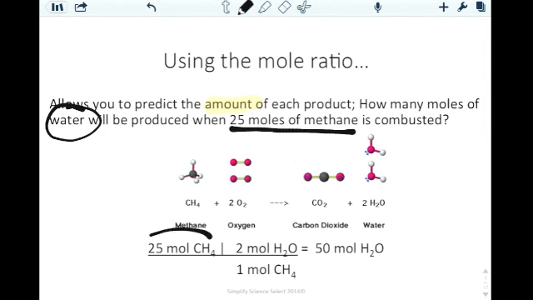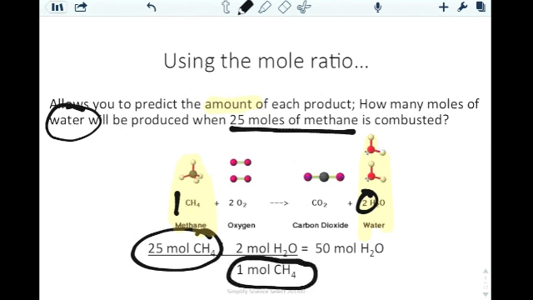We're starting with 25. We always start with the number that the problem gives us. Well, what's our mole ratio between our methane, so we're starting at 25 moles, and water? What's the ratio? Well, it's a 1 to 2 ratio. So 1 mole of methane equals 2 moles of water.